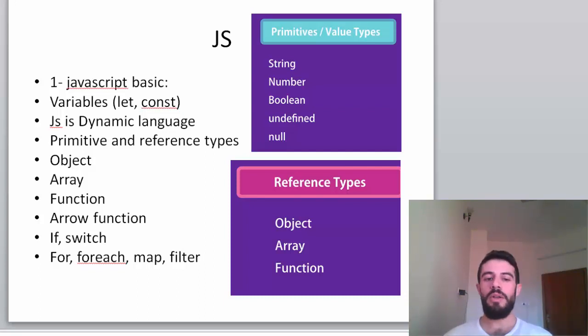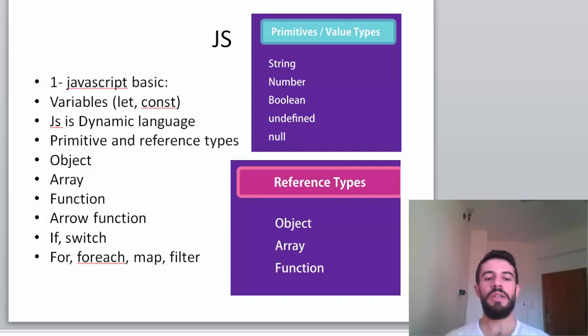Also, we'll talk about objects, how we can make an object and how we can use it, and arrays, functions, and arrow functions. Arrays and functions exist in all programming languages. And objects also exist in many programming languages, especially those that support object-oriented programming. Also, arrow functions. This is a new way to define a function in JavaScript, which was just launched with the ES6 version.